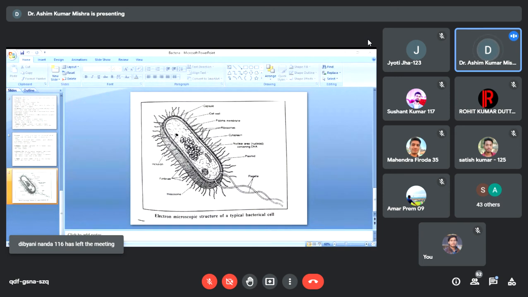It doesn't look like a microscope. It is kept in a very big room, one or two rooms. It is somewhat like an X-ray machine, not exactly like your X-ray machine. It doesn't look like your microscope, and things can be visualized on a monitor. In that electron microscope, you cannot observe through your eyes, as in the case of a compound microscope or simple microscope.